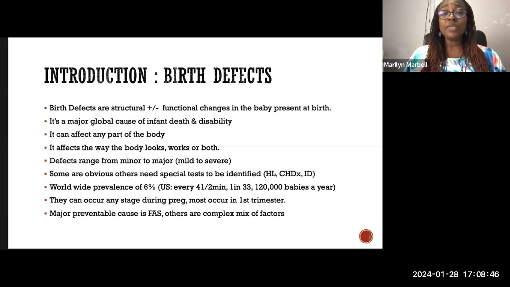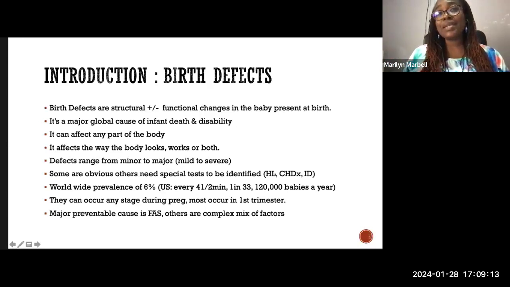So some of the defects are so subtle, they are not obvious, they are not physical structures, so you can't see. If a child has a hole in the heart or congenital heart disease, depending on how severe it is, the doctors may not see right away when the child is born. It's maybe once the child is now growing and they are not thriving well, then we begin to see. So some of them are hidden, while some of them are very obvious for us to see. And some of them need special tests to be able to identify.